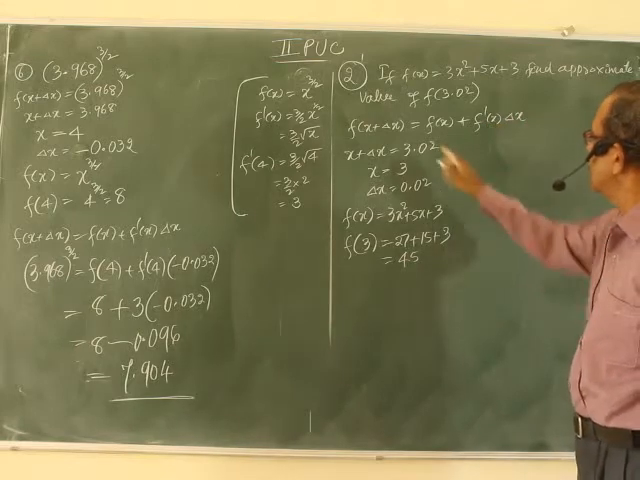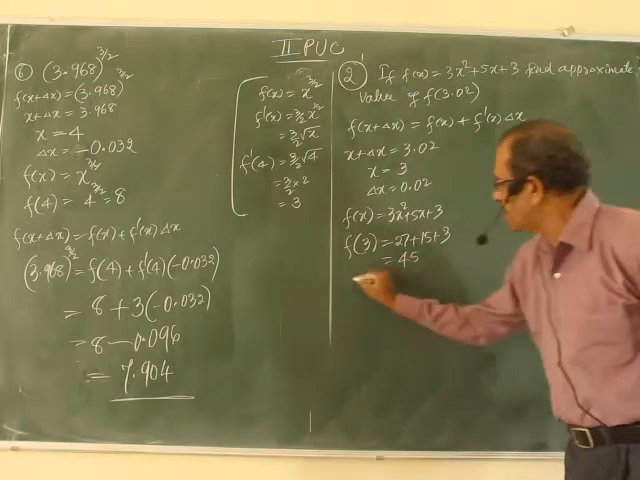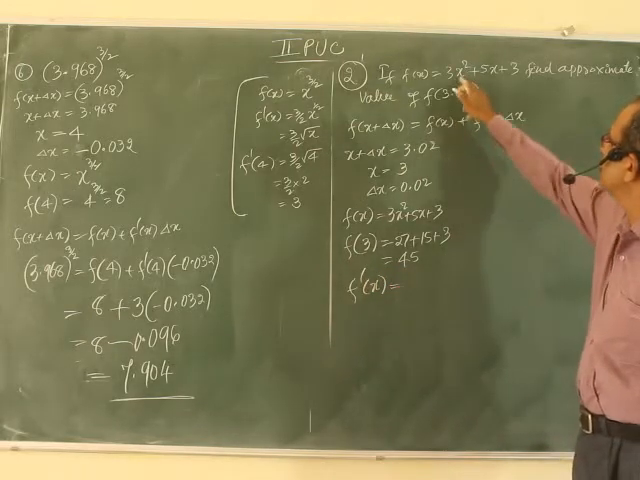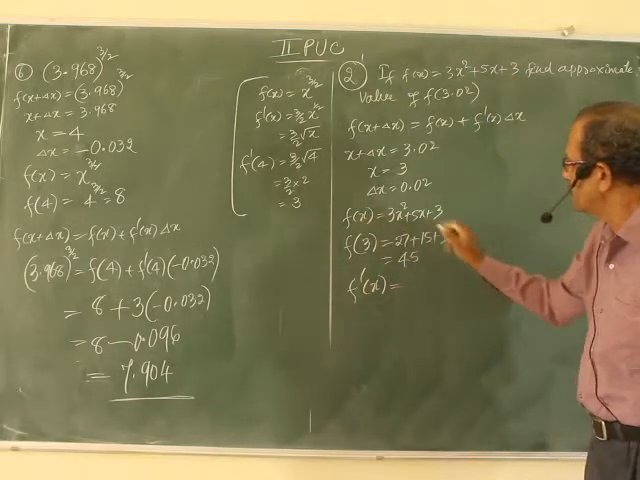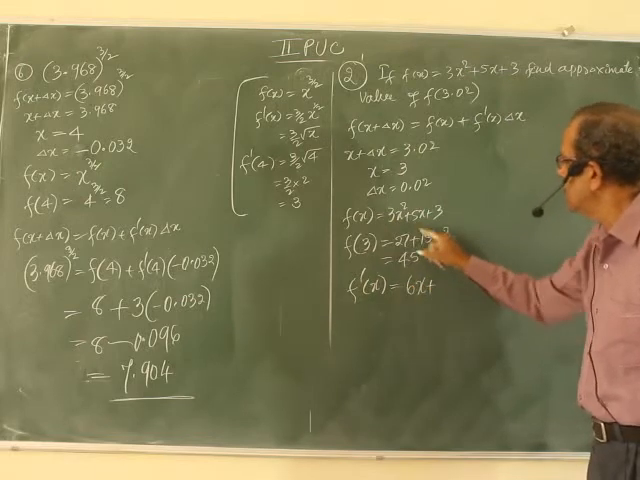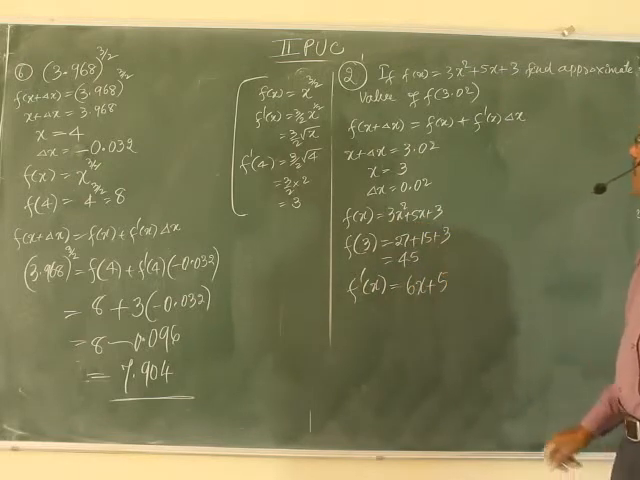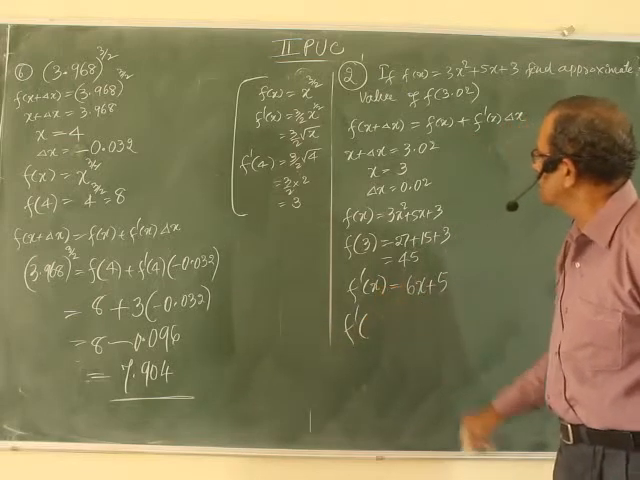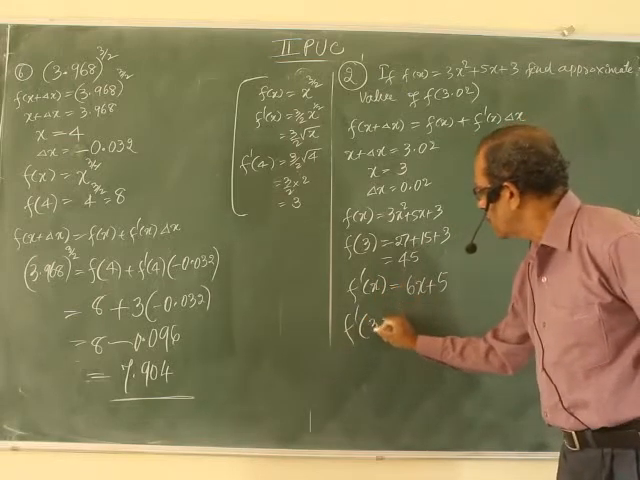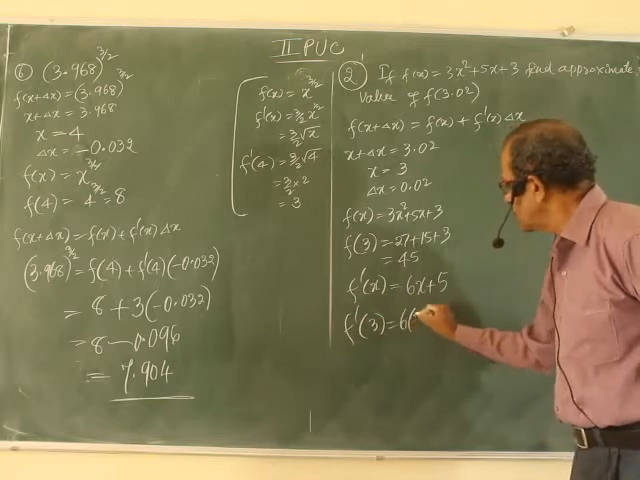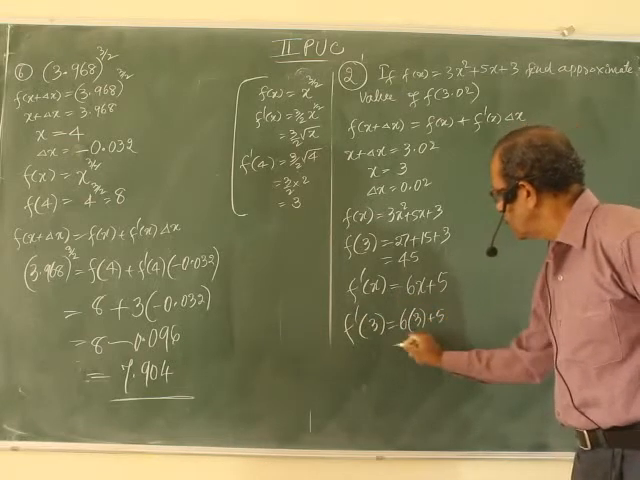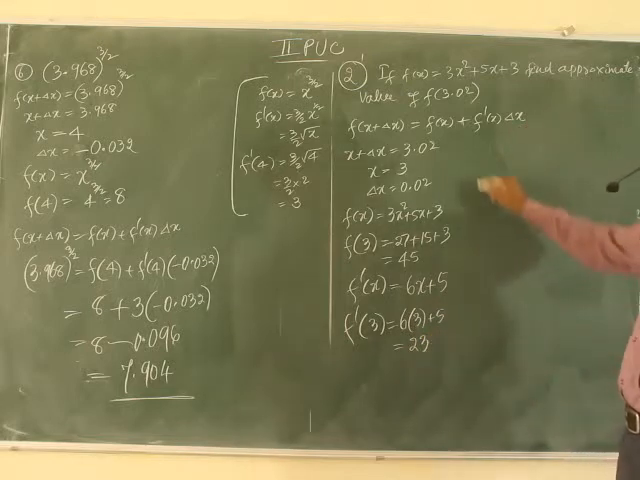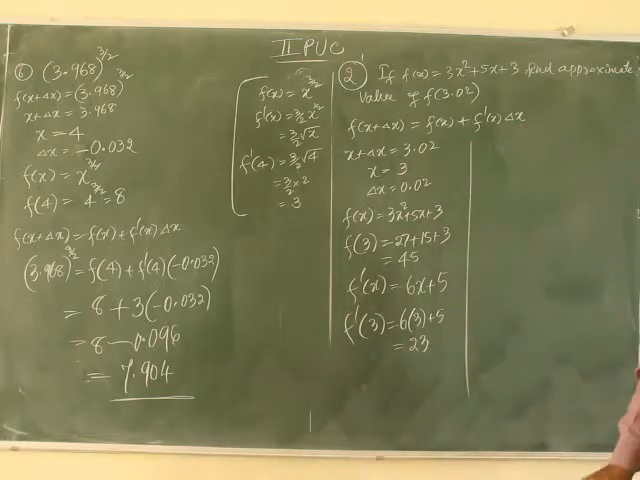Next comes f dash of x. Shall I write now itself? Formula already written, no? F dash of x equal to derivative of the given function f of x, 6x plus 5. We need f dash of x, x means 3, that is 6 into 3 plus 5, 18, 23. Enough. Now come back to the formula, you get the answer.